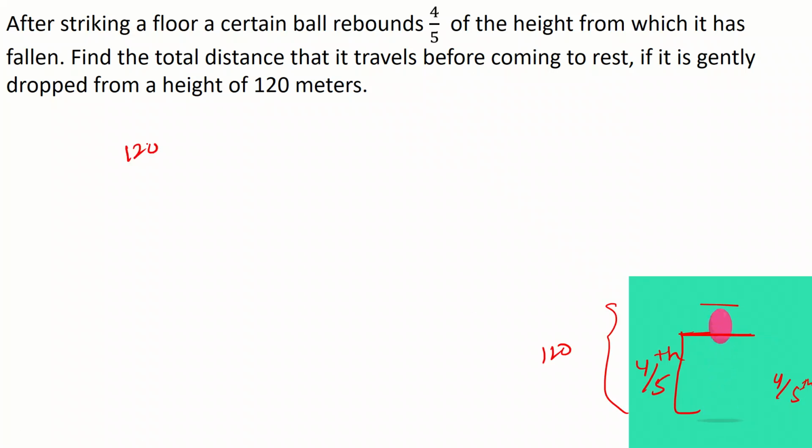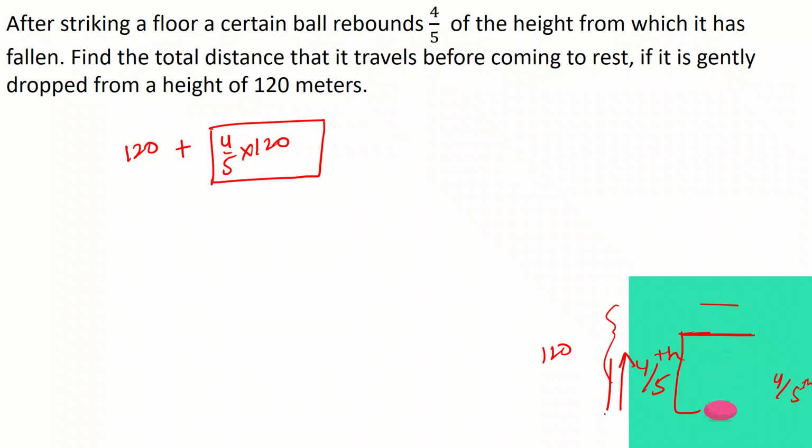So 120 meters it covers the first time. Then it again bounces back and reaches the height of 4 by 5 of 120. But this distance is covered twice. Why? Because this is the height from which it was allowed to fall, and then it bounced back to 4 by 5th of its height, and then it returned. So this height, 4 by 5 of 120, was covered twice.